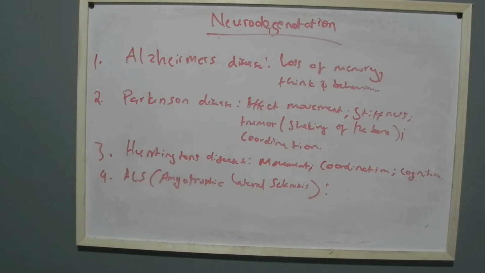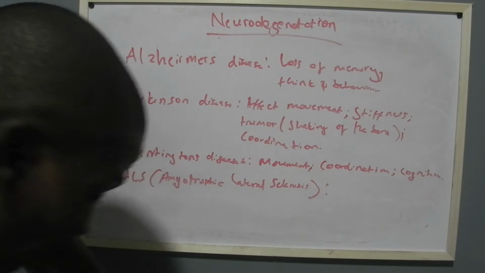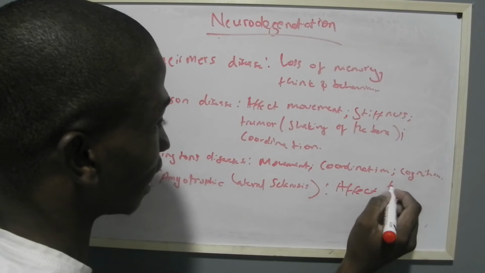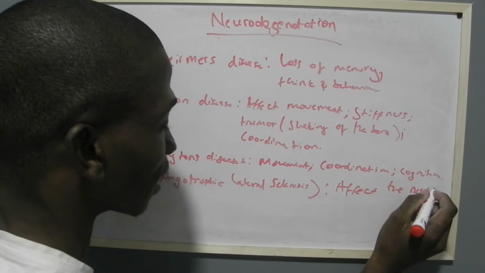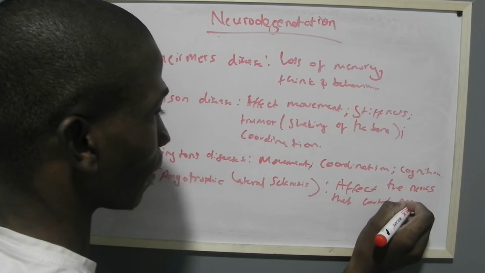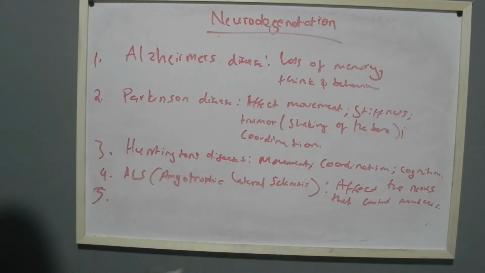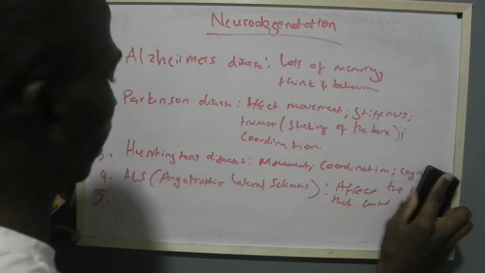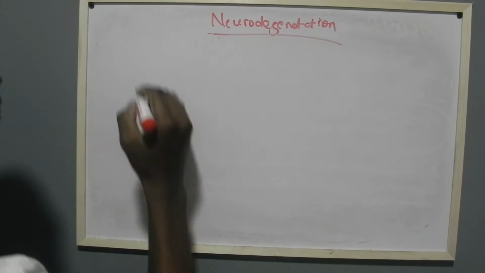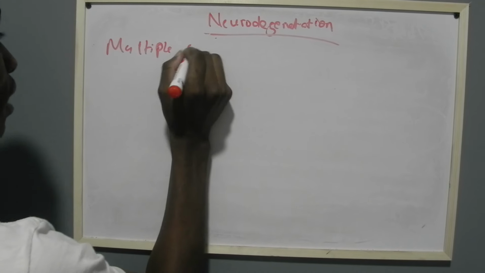This is a disease that affects the nerves that control the muscles. Number 5, we've got something that is very important. Number 5 is called multiple sclerosis.